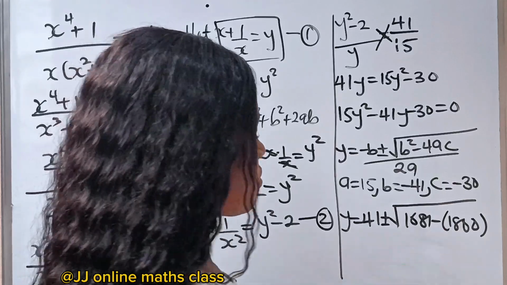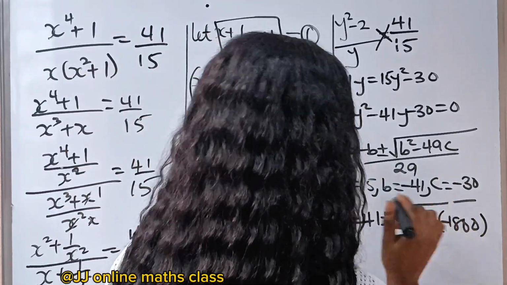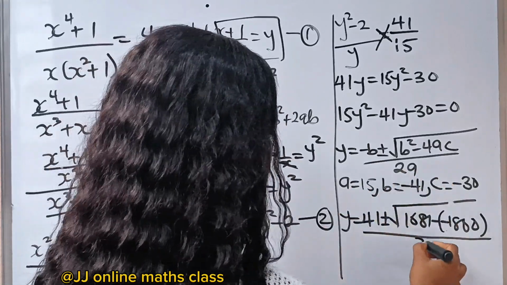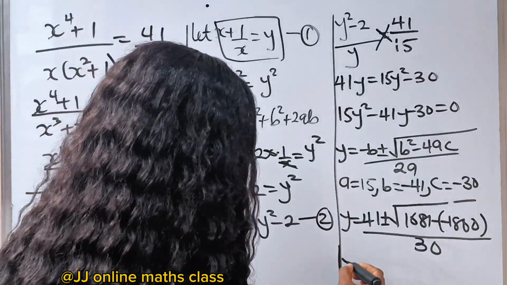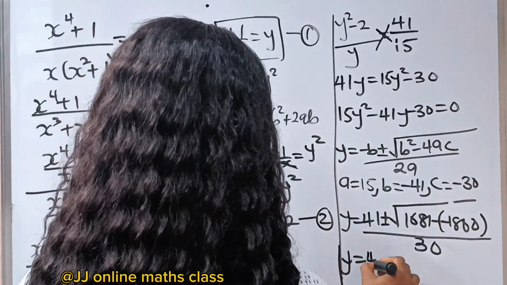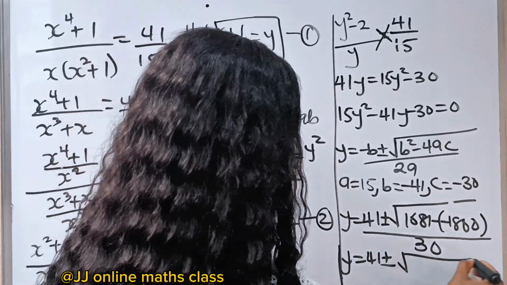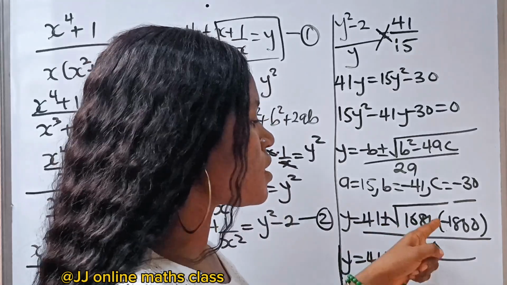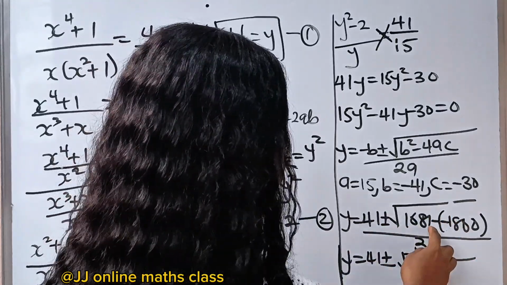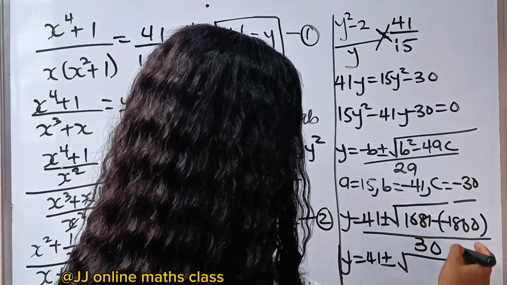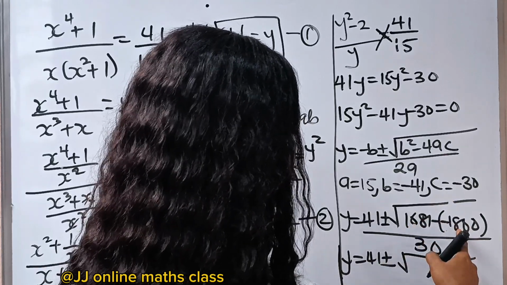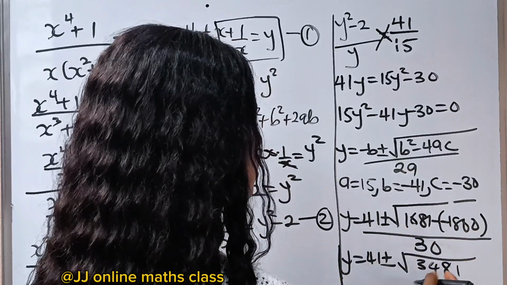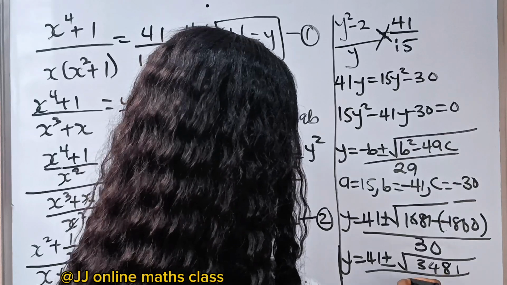Now we have everything divided by 2 times a. Our a is 15, so 2 times a will give us 30. Now we have that our y is equal to 41 plus or minus the square root of 1681 minus minus, which becomes plus, so let's add it together. 1681 plus 1800. 1 plus 0 is 1, 8 plus 0 is 8, 6 plus 8 is 14. We write 4 carry 1. 1 plus 1 is 2, plus 1 is 3. So it's going to be the square root of 3481 divided by 30.